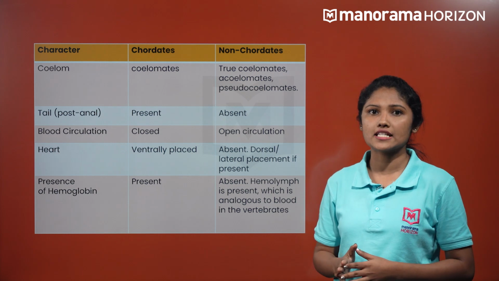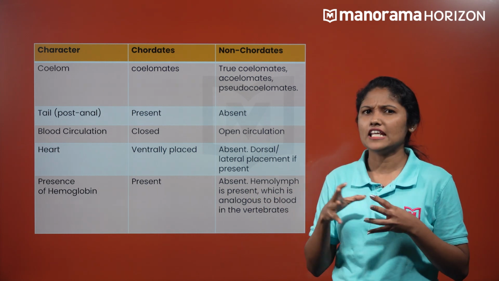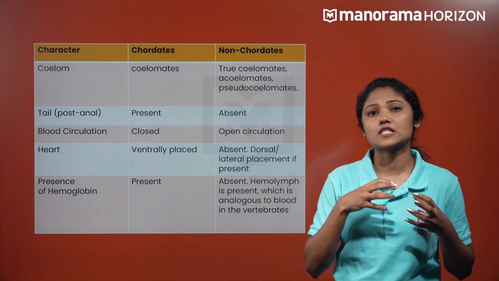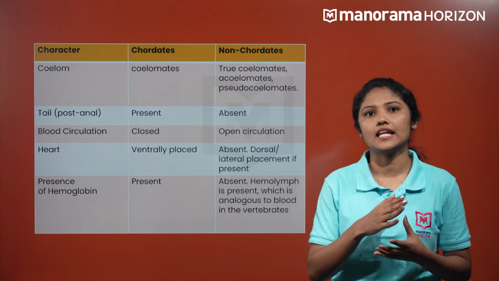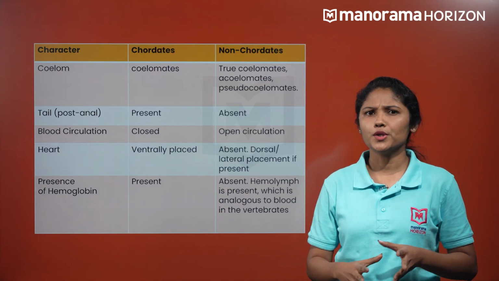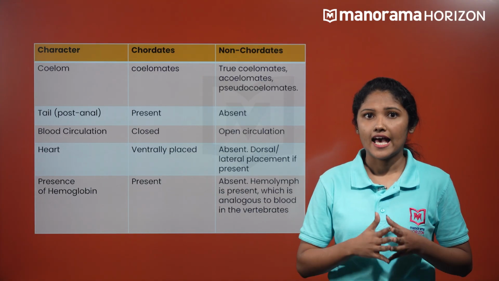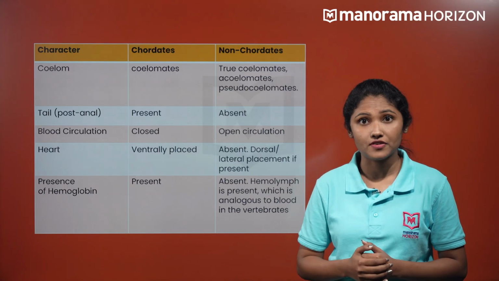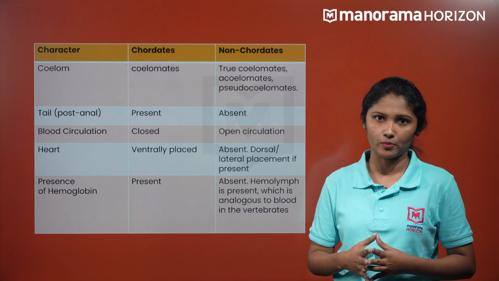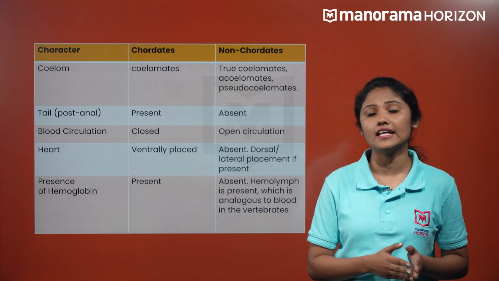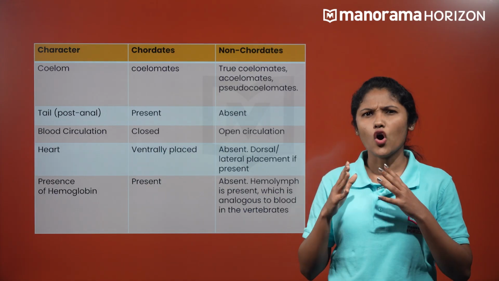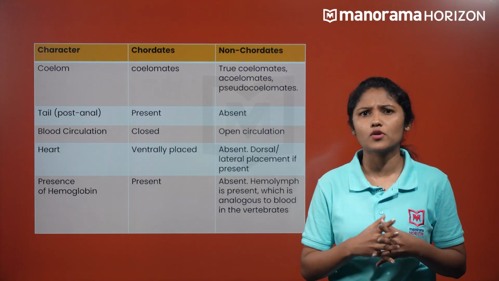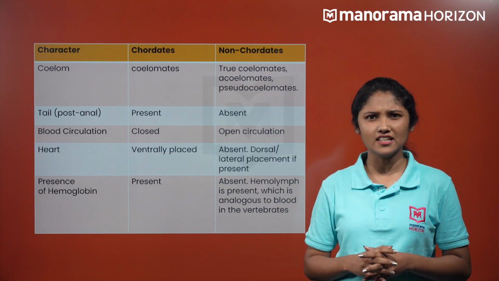In non-chordates, the heart is absent, and if it is present, then it is placed in the dorsal or the lateral sides. Due to the absence of blood vessels, an open circulatory system is present and hemolymph is present instead of hemoglobin, which is similar to the blood in vertebrates. Do all these organisms in the phylum Chordata have the same characters?